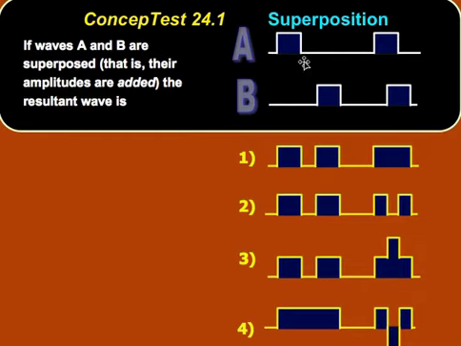So here's a very simple way of looking at it. We imagine waveform A consists of these two blips, and waveform B consists of these two other blips. If we were just to put waveform A and add it to waveform B, which of the four following would be the resulting waveform? So pick one.